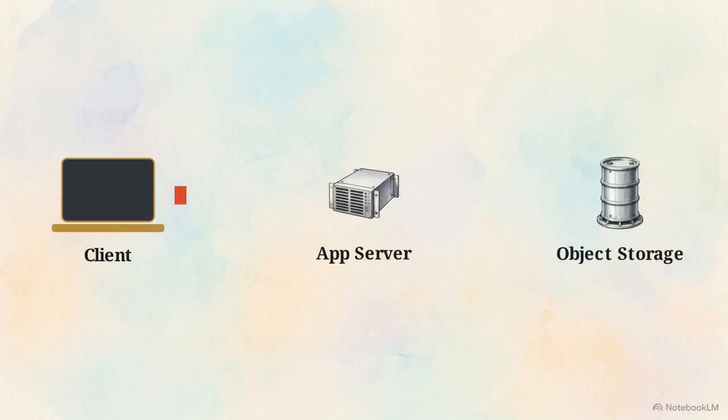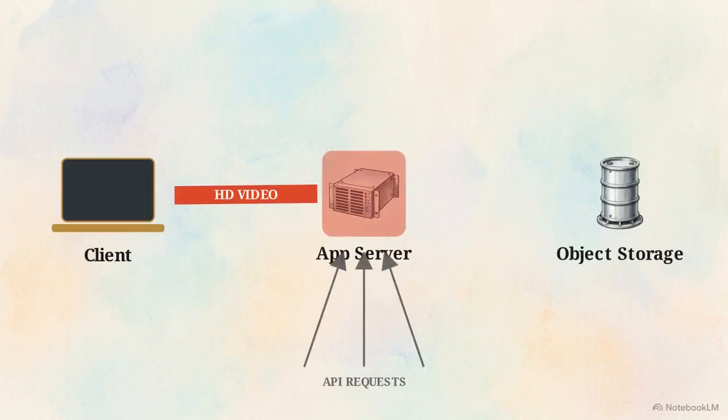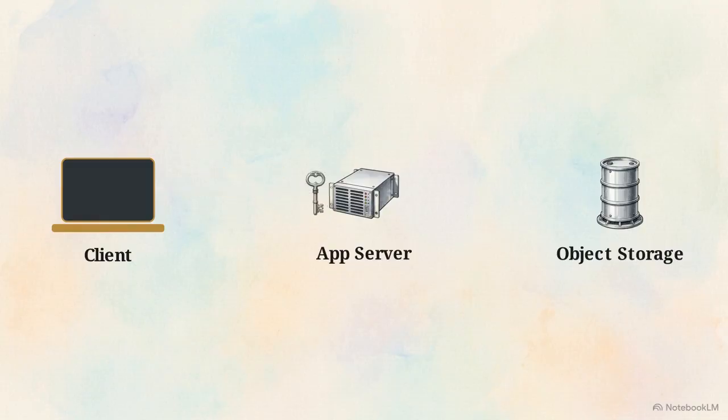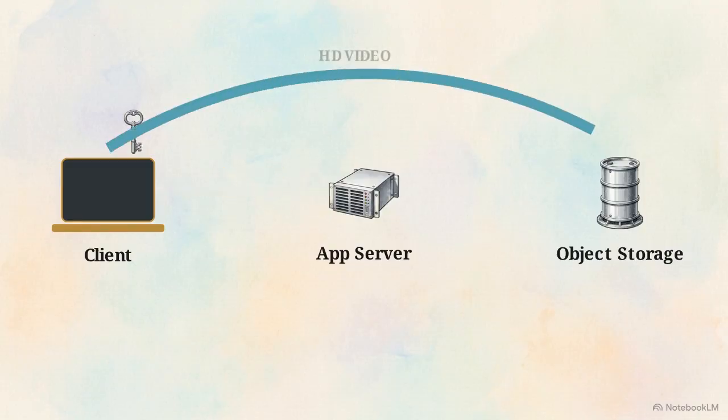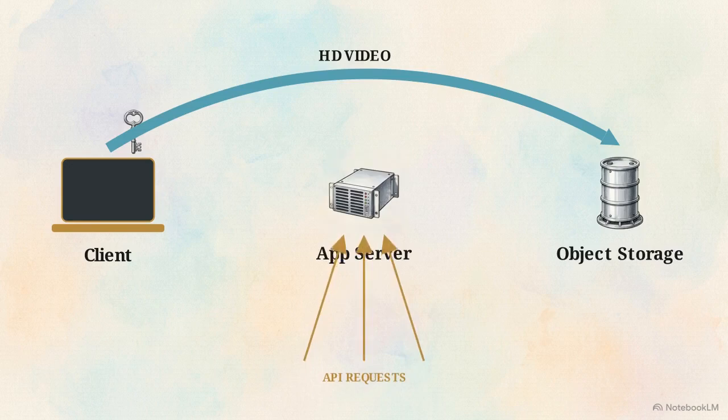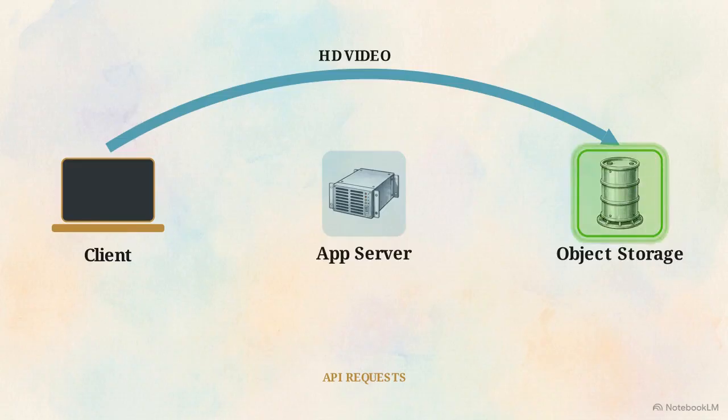Routing multi-gigabyte videos through the app server creates a fatal bottleneck, blocking API traffic. The direct-to-storage pattern fixes this. The server returns a signed URL. The client uses this temporary token to bypass the backend and write directly to storage, enforcing strict access limits.